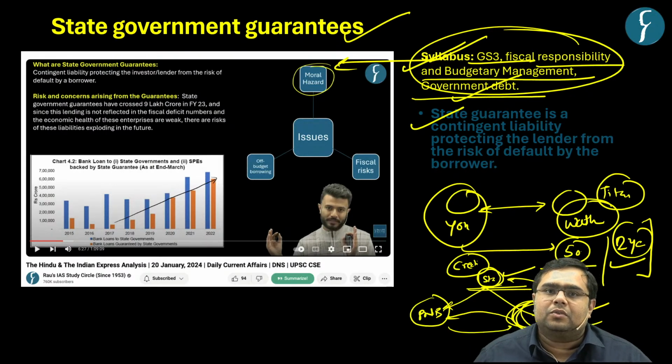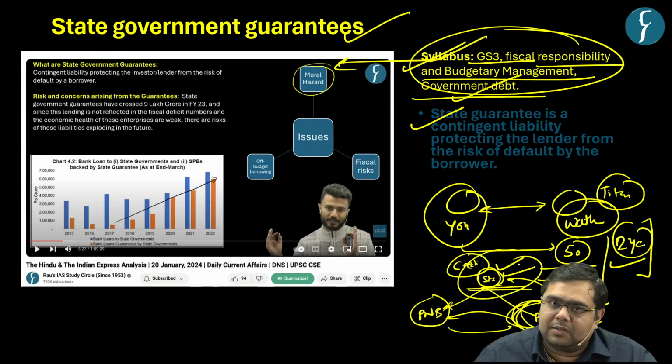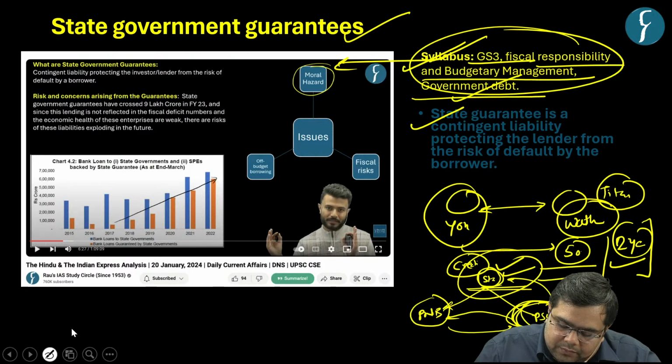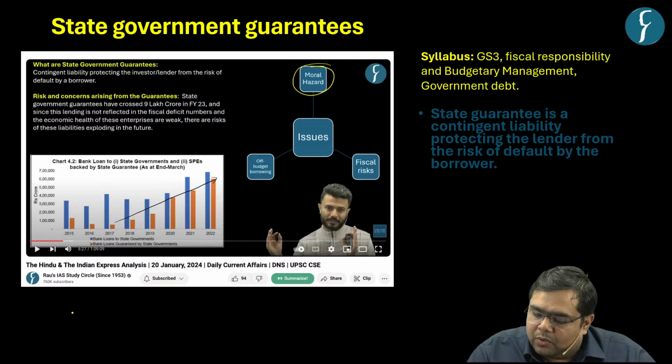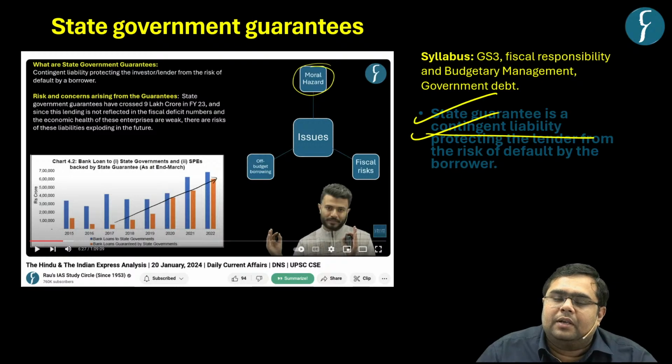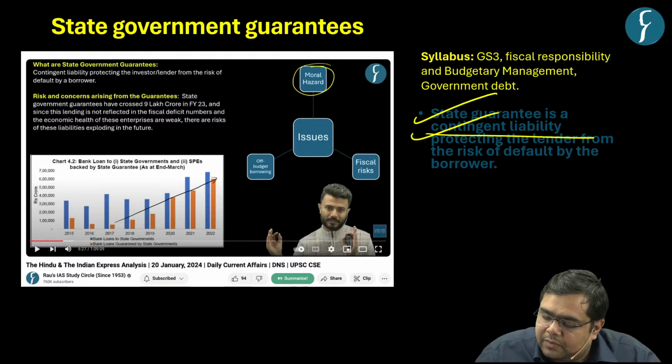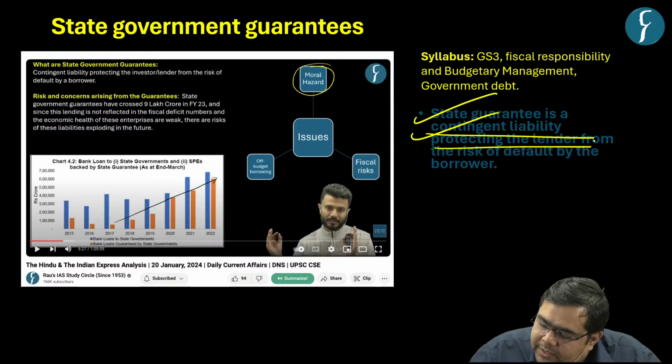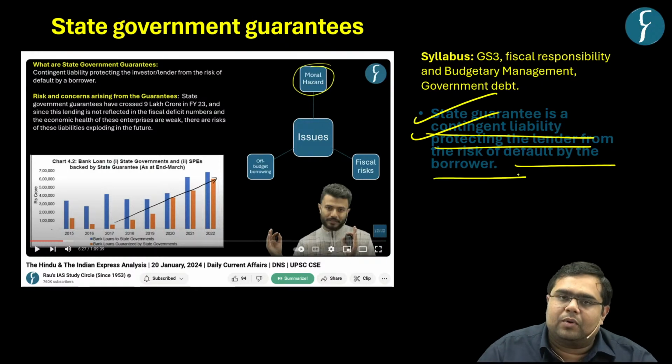Why does the state's guarantee work? Because the state is a sovereign lender, right? In the economy, the state has sovereign powers, and the state's guarantee is one of the highest kinds of guarantees that can be given in the context of economy, right? So by definition, state guarantee is a contingent liability. Contingent liability means it is not an immediate liability, but it could take the shape of a liability if not fulfilled in the near future, right? It protects the interest of lenders from the risk of default by the borrowers.